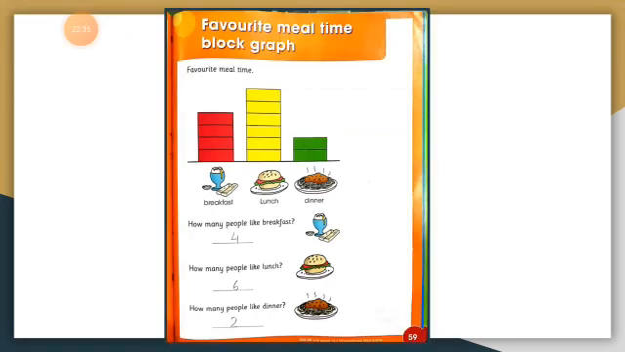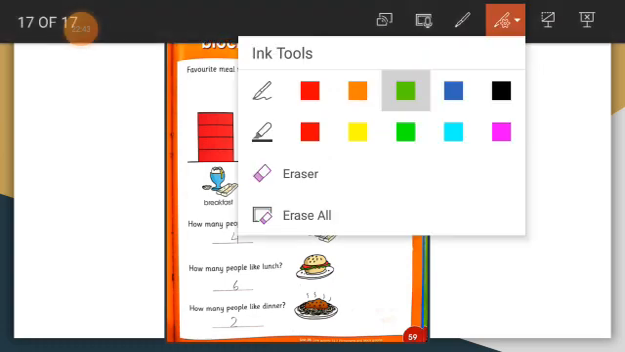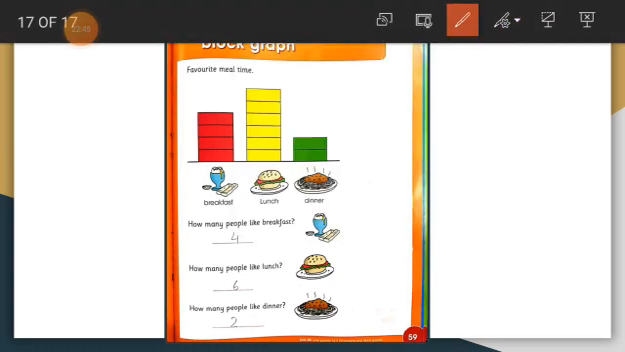Yes, this is the final look of your page. You will put the classwork in the middle of your page and you will solve this page like this. Here are the answers. See, breakfast, 4 people like. Lunch, 6 people like. Dinner, 2 people like. You will write the answers down with neat writing. This is how you will solve your page number 59.